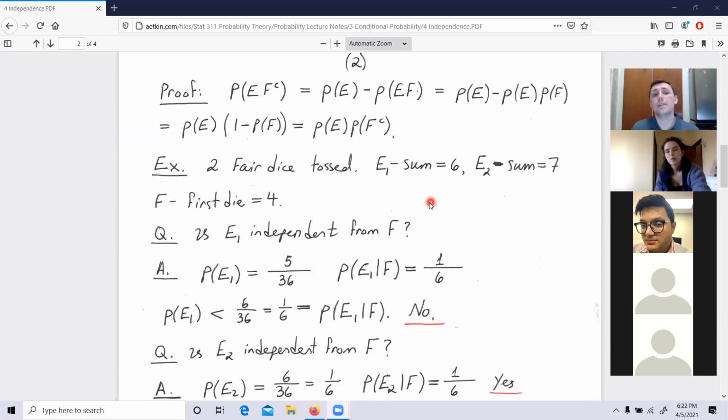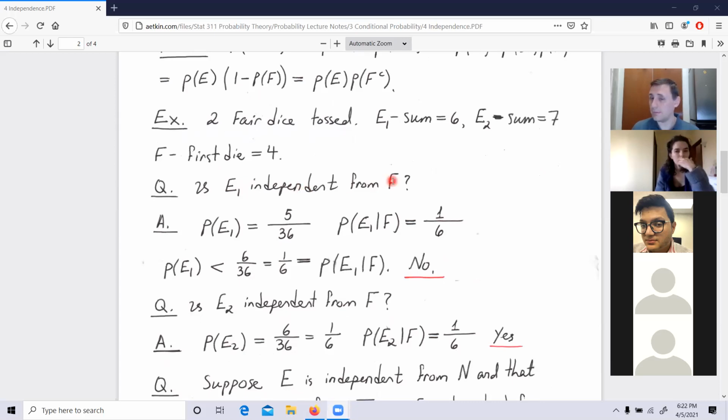Now here is a simple example. We have two dice, they're fair, and we want E1 to represent sum equal to 6, and E2 represents sum equal to 7. And F represents that the first die will land on 4. So is E1 independent from F? Let's consider probability of E1, the probability that we'll get sum equal to 6. There are 5 possibilities. Do you agree? 1 and 5 all the way to 5 and 1. So there are 5 possibilities out of 36 total possibilities.